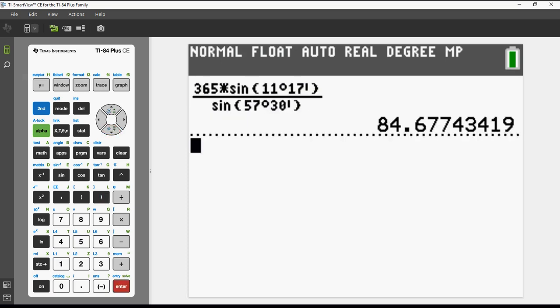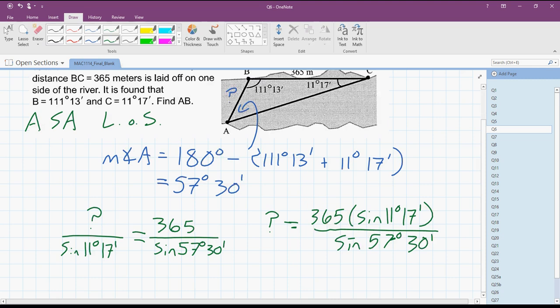To the nearest whole number, what do we get? 85, because the 6 says, hey 4, go up. So 85 what? Because this is the one they actually asked the label on. Meters. 85 meters. Just like all the other problems, except they gave us degrees and minutes as time.